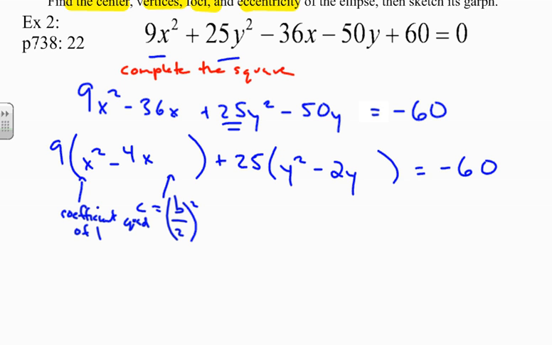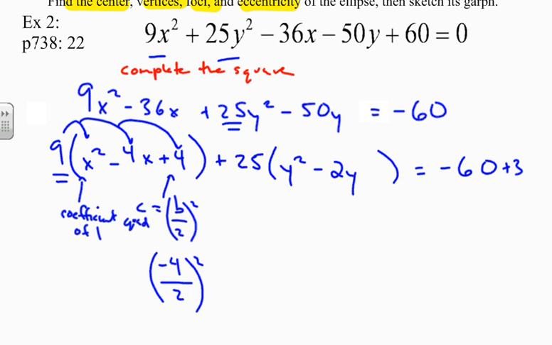So in this case, we're going to take negative 4, divide by 2 and square it, and what we have then is going to be 4. So we're going to add 4 here. Now, remember, whatever we do to one side, we have to do to the other, and also you have to remember this 9. If we distribute this back through, we didn't just add in a 4, we actually added in a 36. This is 9x squared minus 36x plus 36. So we're actually adding 36 over here and not just 4. That 36 came from taking 9 times 4.